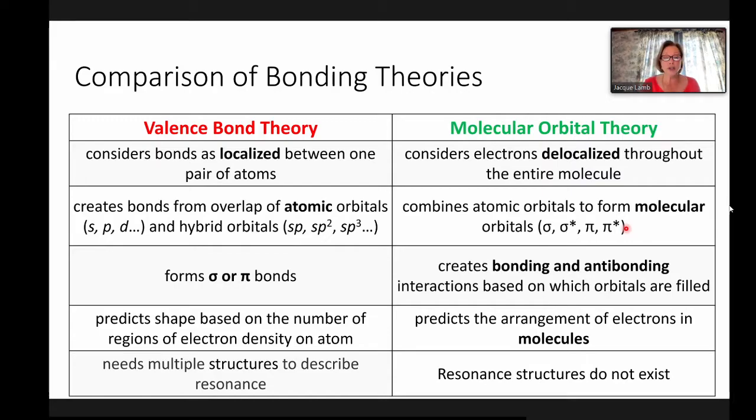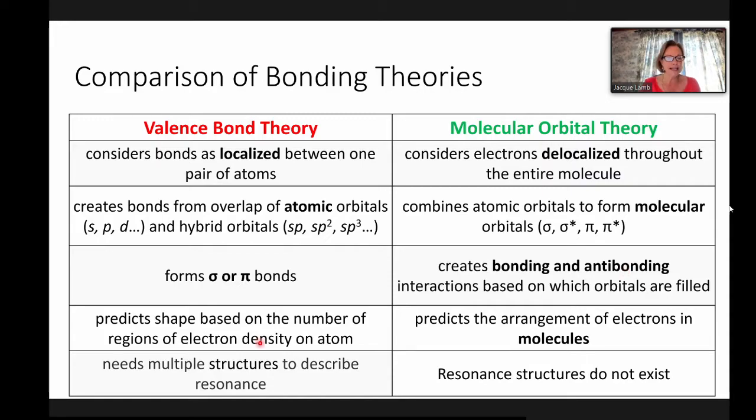We get sigma and pi bonds in valence bond theory based on where that bond occurs, whether it's on the axis between the two nuclei or outside of that axis. Molecular orbital theory creates bonding and anti-bonding orbitals based on interactions and on which orbitals are filled.